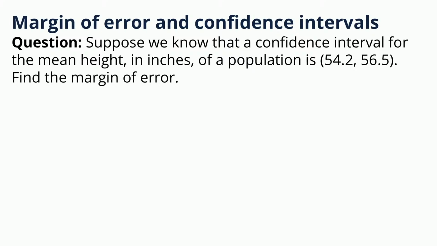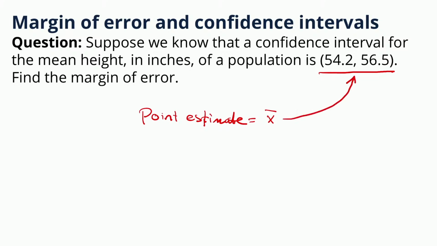Okay, so suppose you know that a confidence interval for the mean height in inches of a population is 54.2 to 56.4. I want to know the margin of error. All right, how are we going to find the margin of error? Well, bear in mind that this here came from somewhere. That came from a point estimate. The point estimate is in the middle of this. So maybe the first thing I should do is figure out the point estimate. The point estimate, x bar, is actually in the middle, directly between these two numbers.